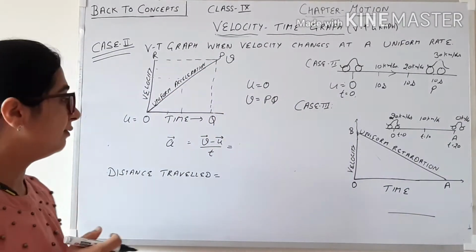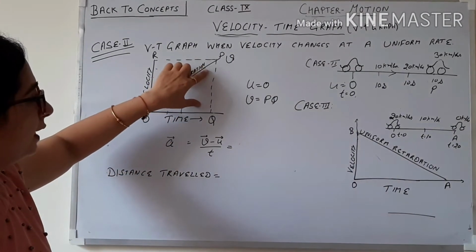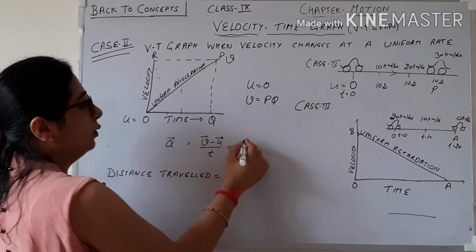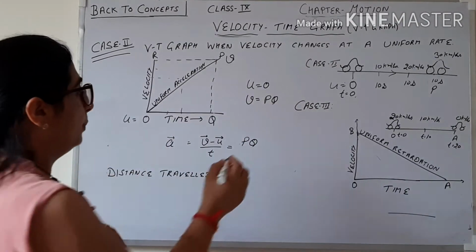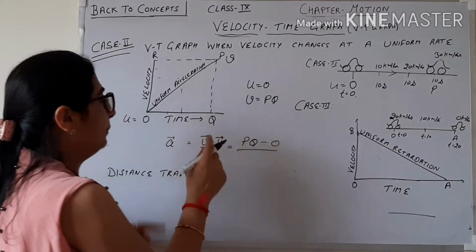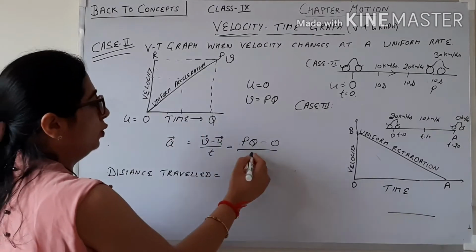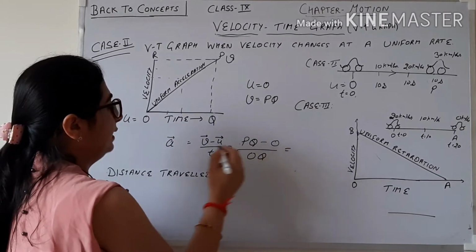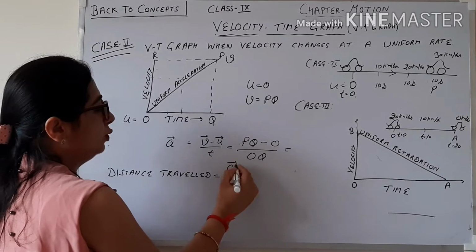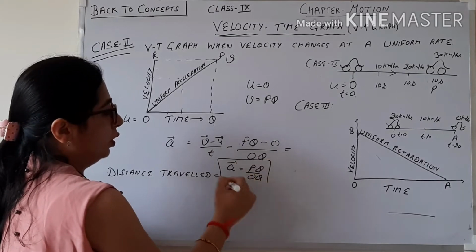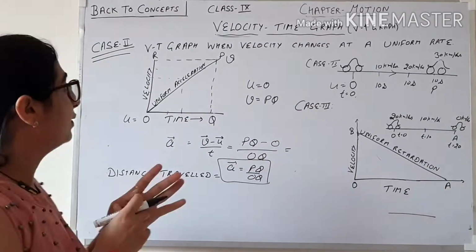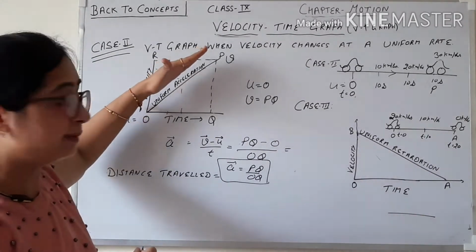And we can say that final velocity is equal to PQ, and initial velocity is here 0, so PQ minus 0 upon time taken, that is equal to OQ. And what is the acceleration here? That is equal to PQ upon OQ. Okay, and what is the distance traveled? This is the line represented by the graph.